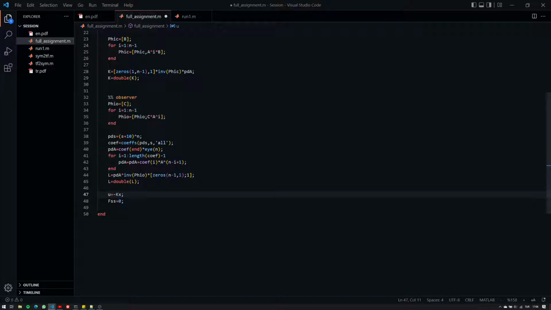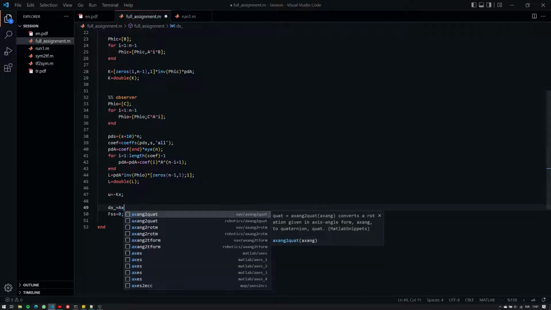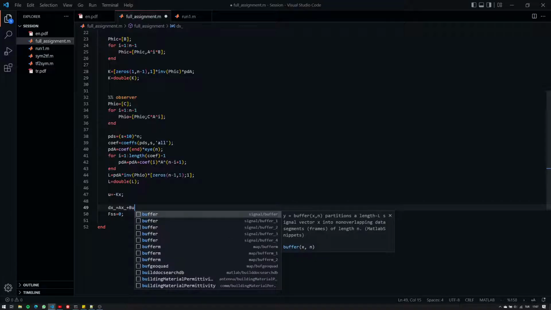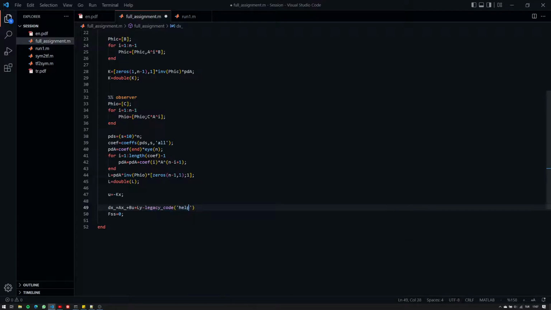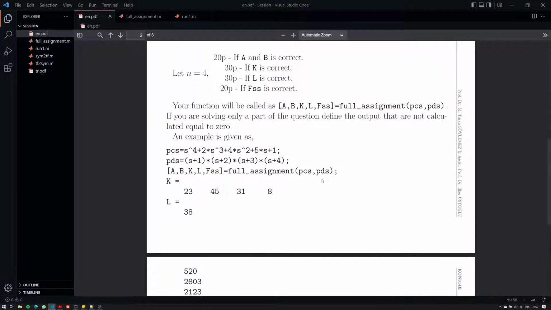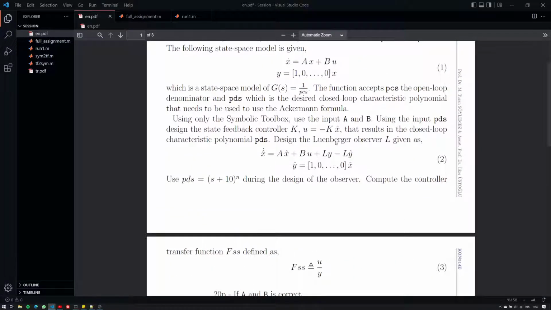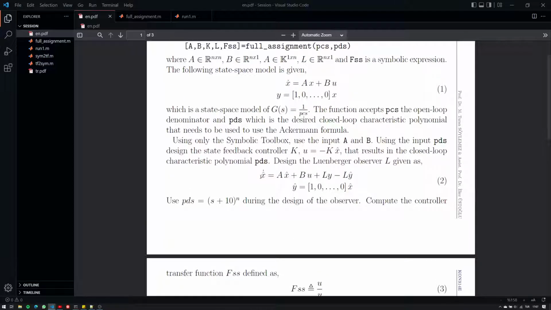And we also have this dot, so dx equals ax plus bu plus L times y minus L times y hat or bar, whatever you call it. So let me show you. This set of equations are basically important in order to work out what FSS looks like. Because ideally, we would use u equals minus kx.